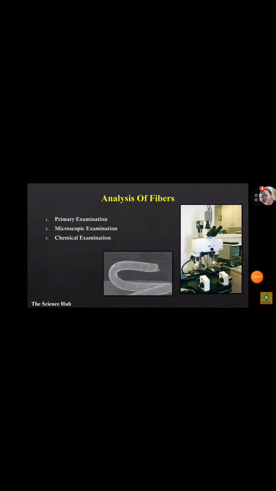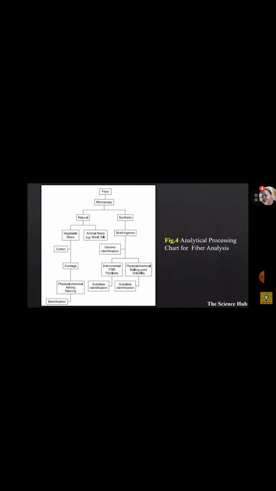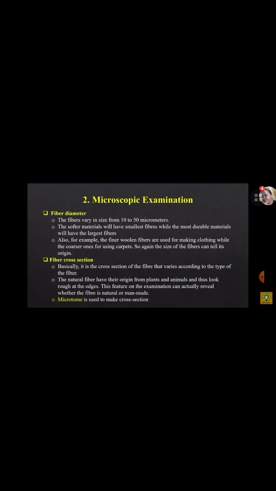Then the analysis of fibers. Here three steps are used, that is primary examination, microscopic examination and chemical examination. Here you can see the analytical processing chart for the fiber analysis. Then primary examination. Here the following characteristics are seen, that is color of the fiber, location of the fiber and birefringence. Then microscopic examination. First of all, fiber diameter.